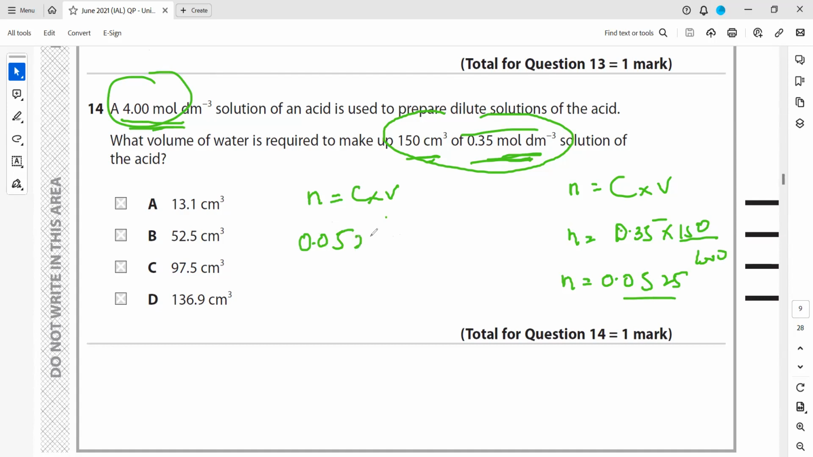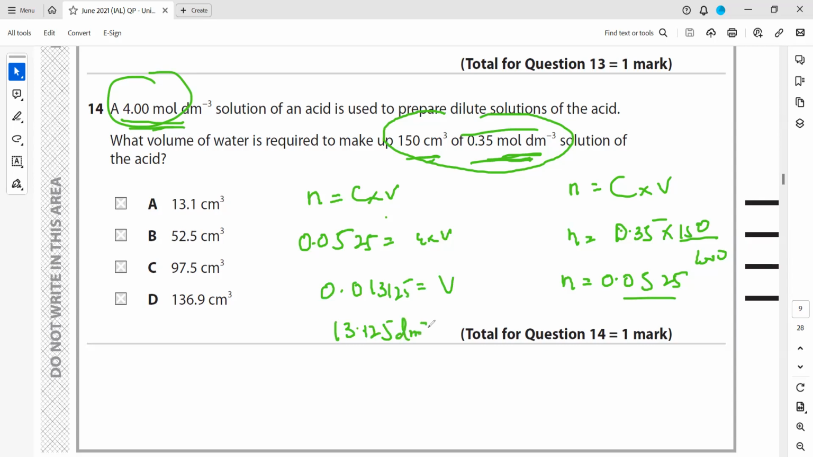So 0.0525, the concentration was 4, into volume. So with this answer, we divide by 4. If we divide by 4, we get 0.0131. That will be the volume in cm cube. To convert into decimeter cube, we multiply by 1000. So this will be 13.125.